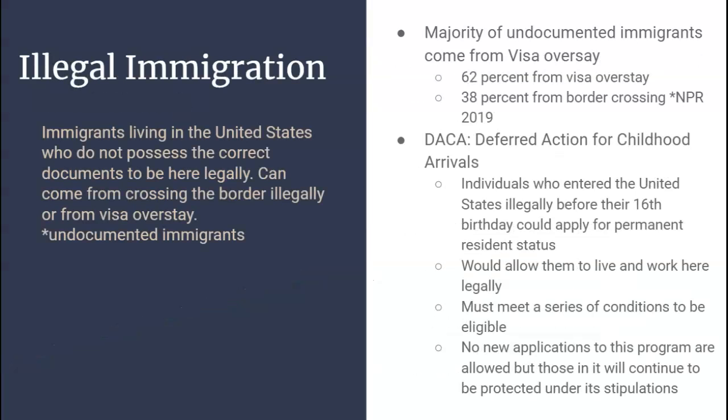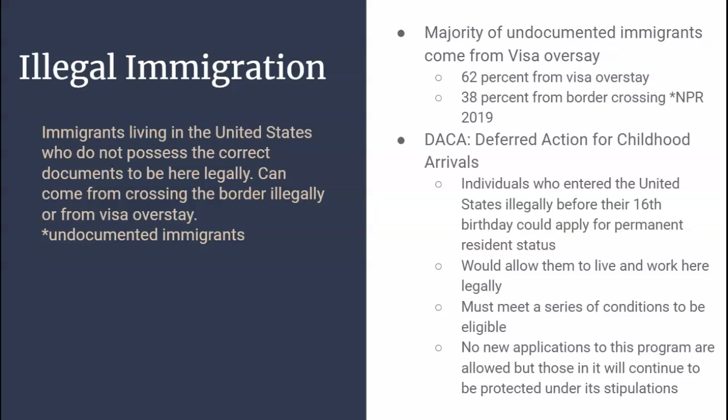And then lastly, we looked at illegal immigration. We watched that in the 30 Days TV episode. So illegal immigration is immigrants living in the United States who do not possess the correct forms and documentations to be here legally. So they are not lawful permanent residents. They do not have their green cards. They can come from crossing the border illegally or from visa overstay. So that's when you hear about undocumented immigrants. That's where that term comes from.